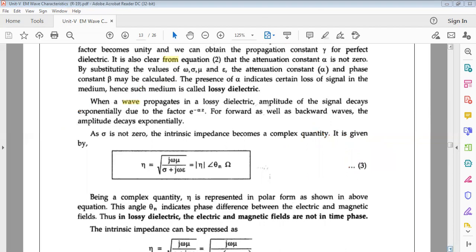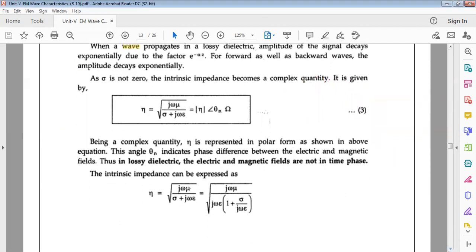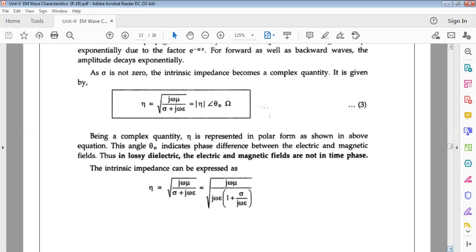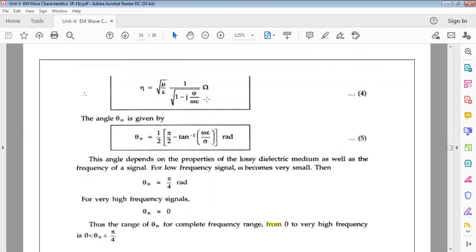So eta is equal to j omega mu by sigma plus j omega epsilon. Take j omega epsilon common. The radical factor we got is 1 plus sigma by j omega epsilon. Got it? So under root of mu by epsilon, and this total factor we can write as theta n, which is given by theta n is equal to 1 by 2 times pi by 2 minus tan inverse of omega epsilon by sigma, omega epsilon by sigma, subtracting from pi by 2.